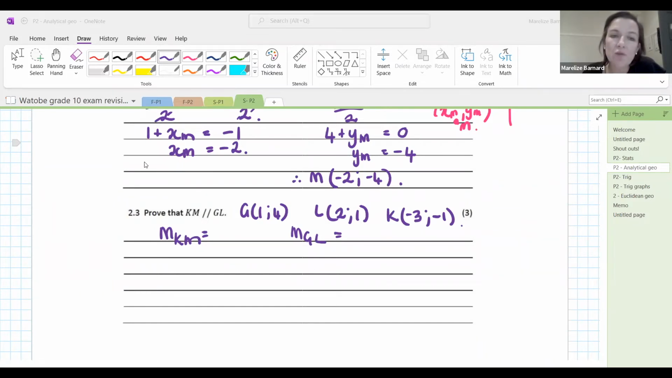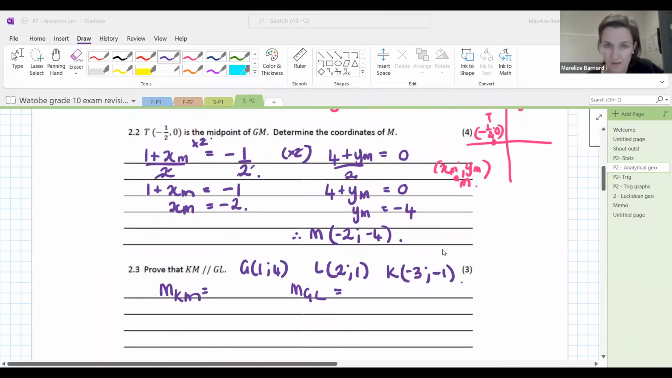If you have the gradient for Km, put it in the chat. The gradient for Km. Point M was over there, just above -2 and -4. Okay, Brandon says it's -3. Let's get some more answers from everyone else.